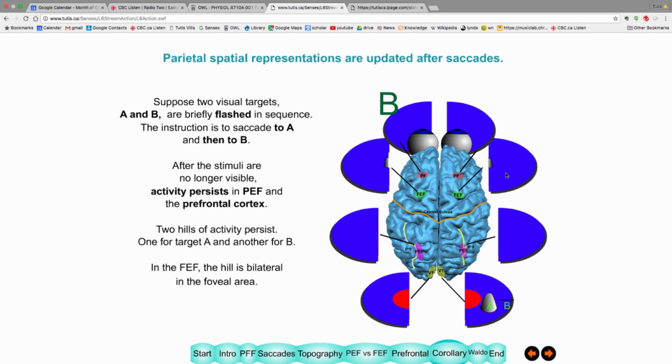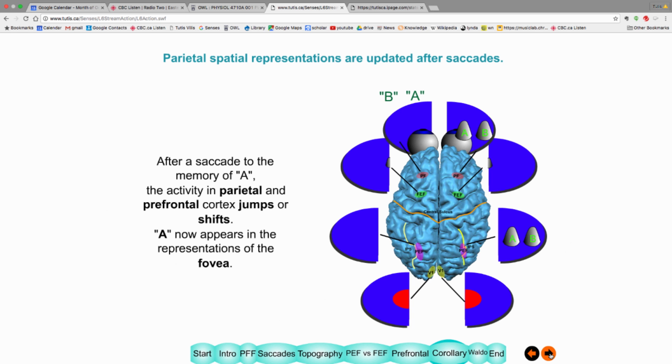But if you maintain fixation, that is, not look at them, your frontal eye fields will only have activity in the fovea because you're maintaining fixation. But now what happens if you look to the object, look to where you remembered these two structures to be?